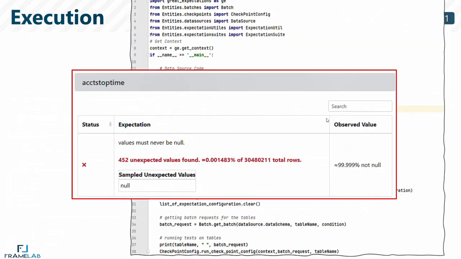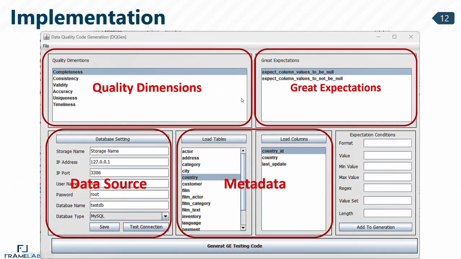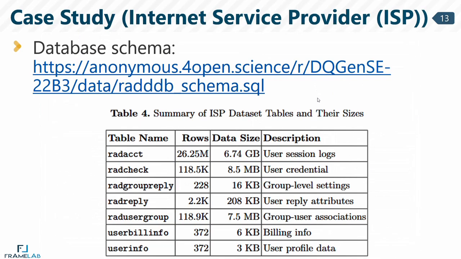This is a live Great Expectations report produced by running the generated code. We are validating the column acct stop time with a not-null rule. For simplicity, we implemented a simple user interface using Java forms. We evaluated our framework using data from an ISP, where the full schema and data are uploaded. The dataset has at least 7 tables with very different scales.